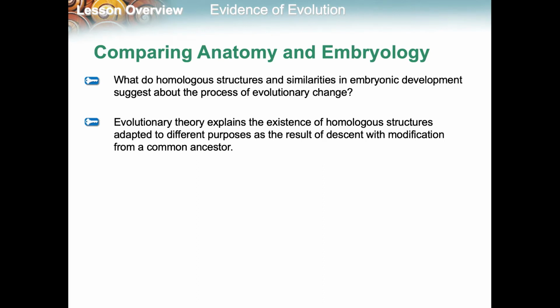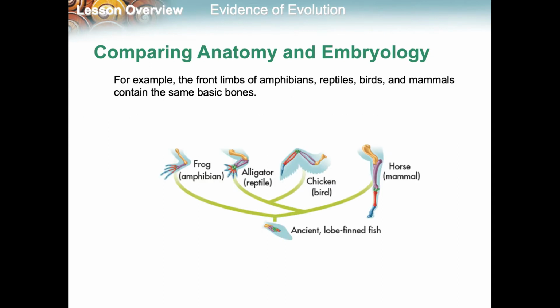That means that as they came from a common ancestor, all these different descendants slowly modified into different structures, but they all look similar. They might not look exactly the same, kind of like these different types of limbs, the front limbs of amphibians, reptiles, birds, and mammals, but they all contain similar bones, or the same idea of basic bones. And their common ancestor is an ancient lobe-finned fish. So if you look at all of them, they all have different colors, and you can compare them.